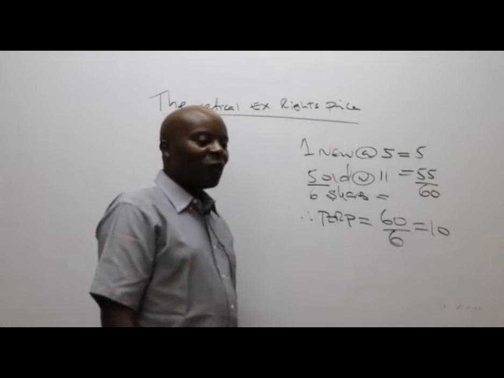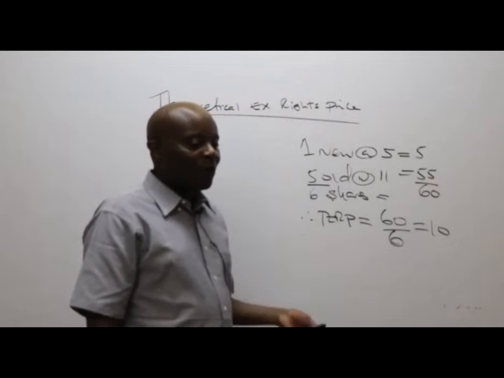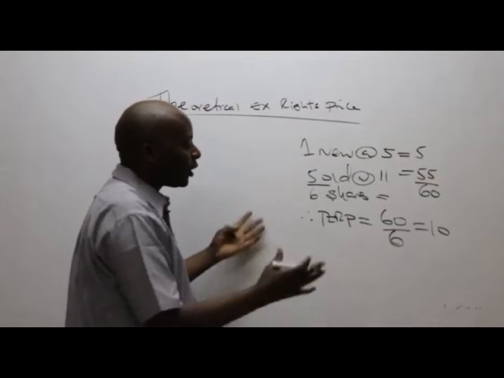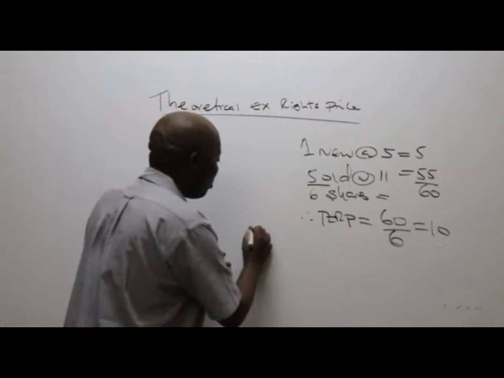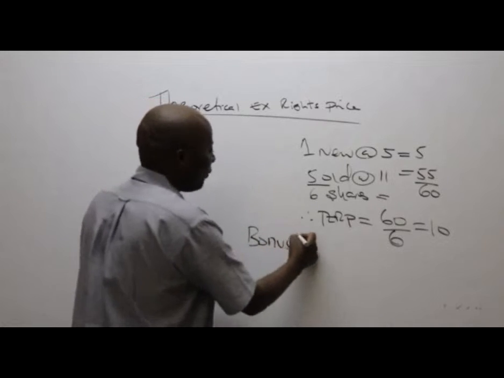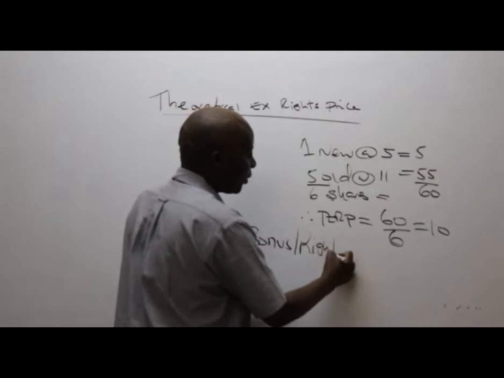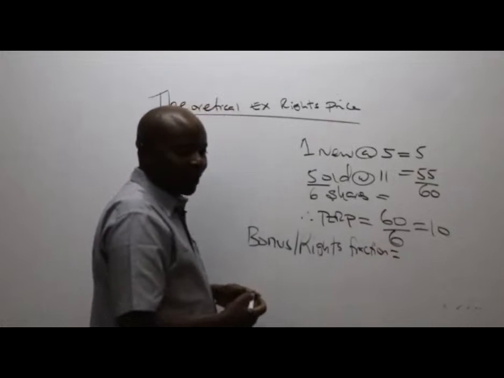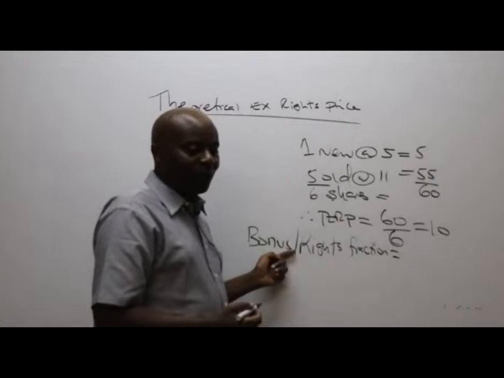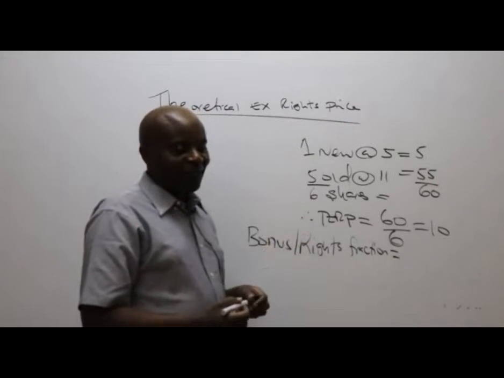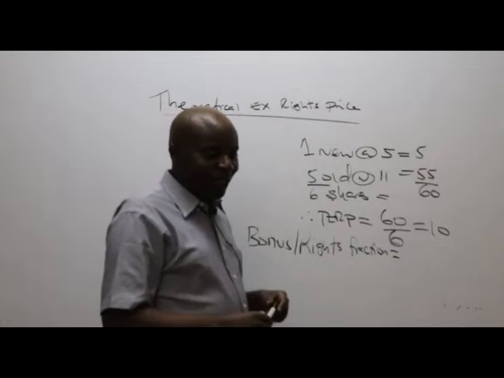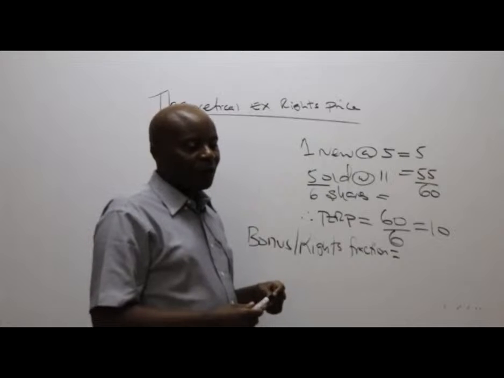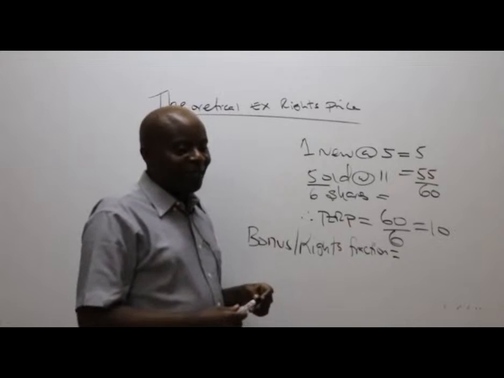Then, ladies and gentlemen, once you have given me this theoretical X rights price, I know there is a very important fraction that will be very important for me. This one we call bonus, or even the rights fraction, that I'll be using in my 1O's calculation. Is there somebody who can remind us the formula for the bonus or rights fraction?